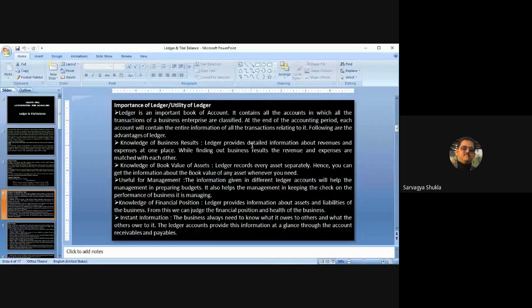Useful for management. The information given in different ledger accounts will help the management in preparing budgets. It also helps the management in keeping a check on the performance of the business it is managing. Knowledge of financial position: ledger provides information about assets and liabilities of the business. From this, we can judge the financial position and the health of the business. Instant information: the business always needs to know what is owed to others and what others owe to it. The ledger account provides this information at a glance through accounts receivable and payable.